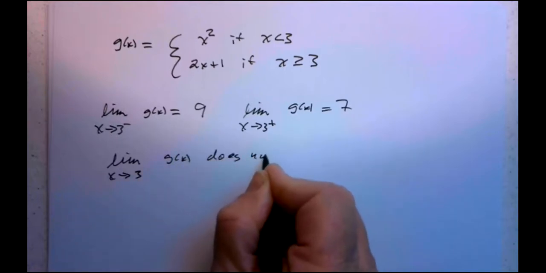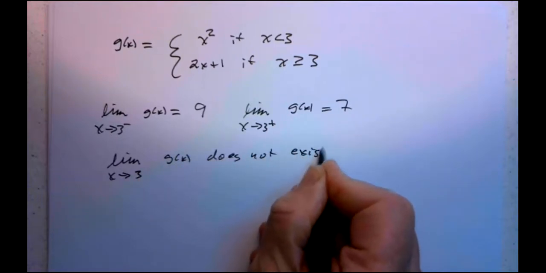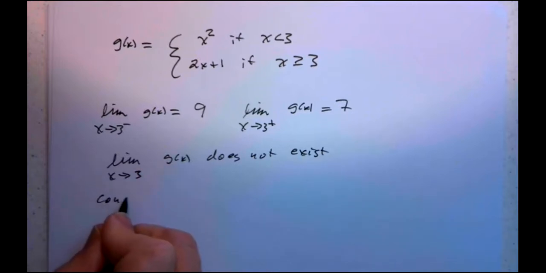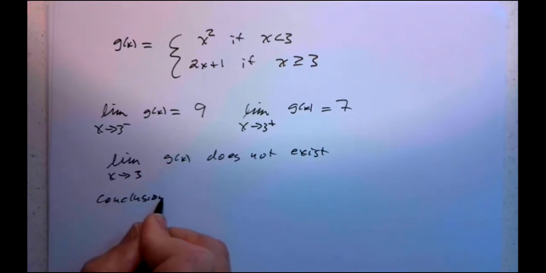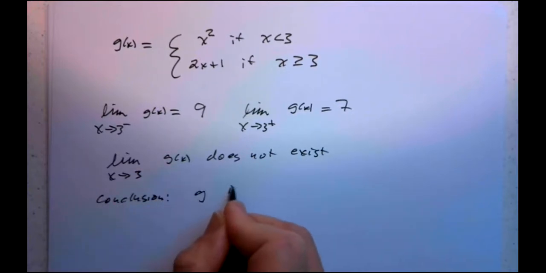If the left-hand limit does not equal the right-hand limit, the limit does not exist. So what is our conclusion? G is not continuous at 3.